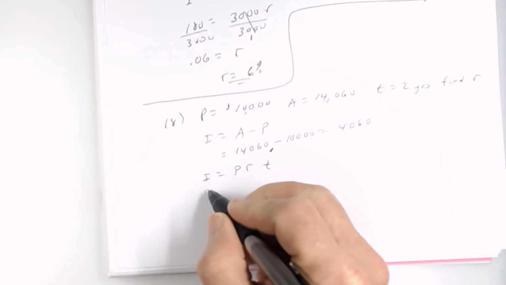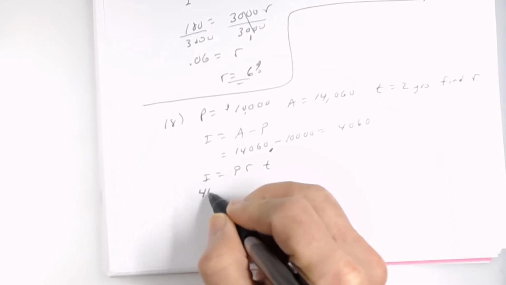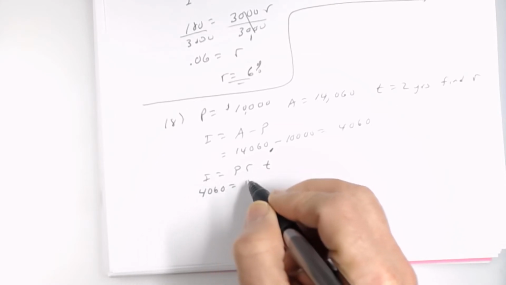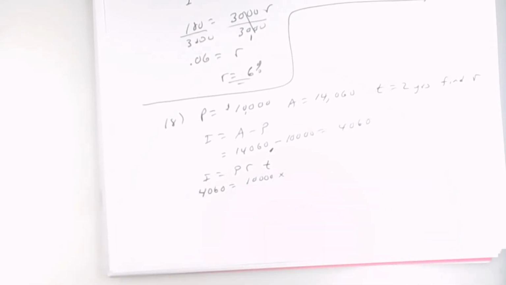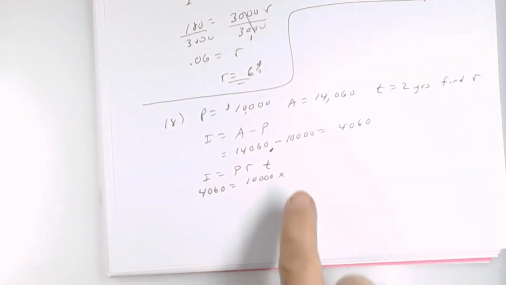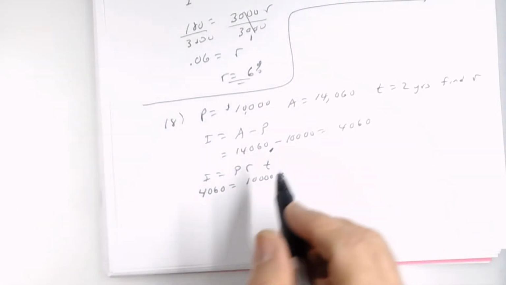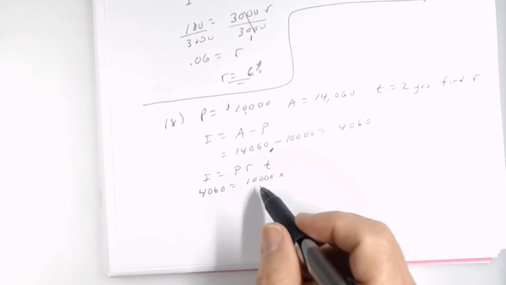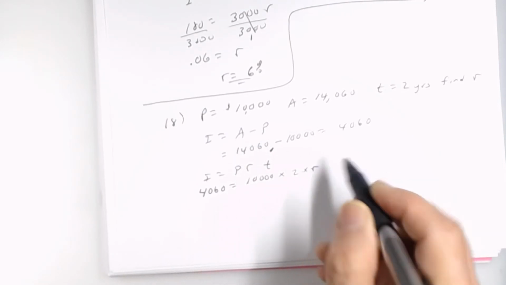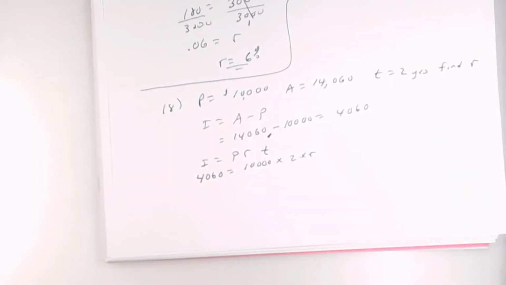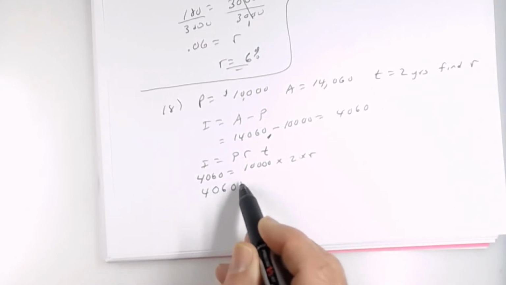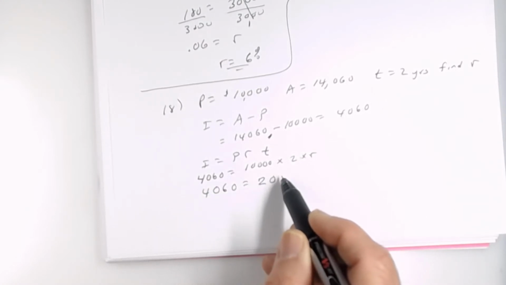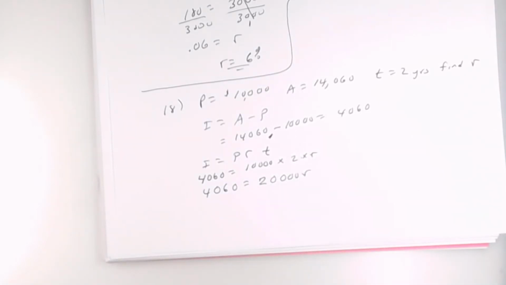What's the interest? 4,060 equals the principal. What's the principal? 10,000 times the rate, which is what I'm trying to find. So I'm gonna put that variable at the end. What's the time? 2. So do y'all agree that PRT would be 10,000 times 2 times R? And then what's 10,000 times 2? 20,000, is that right? Times R? All right, so that's where I'm at.